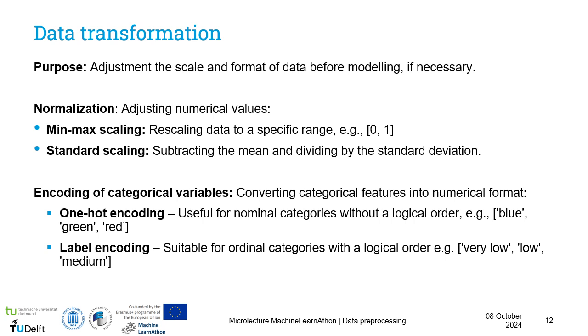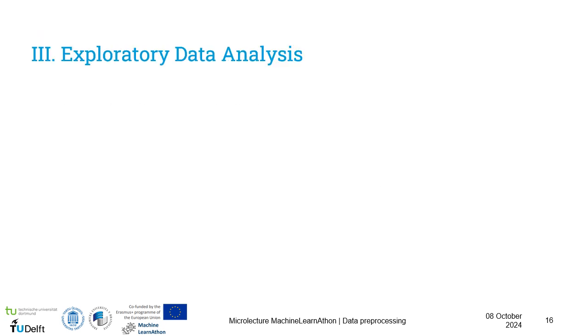For categorical variables, we apply encoding, and we need to be sure to apply the correct encoding. If we have nominal categories without any logical order, we can apply one-hot encoding, but if we have a logical order in categories, we apply label encoding. Once we finish this, we can move to exploratory data analysis.